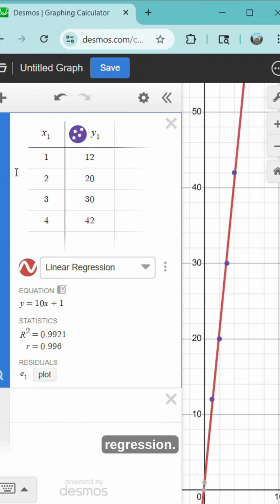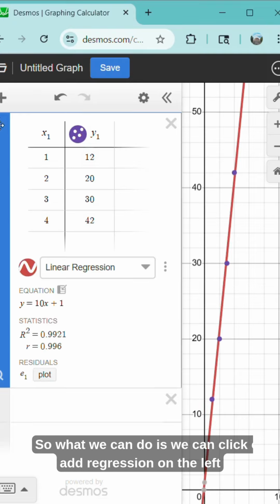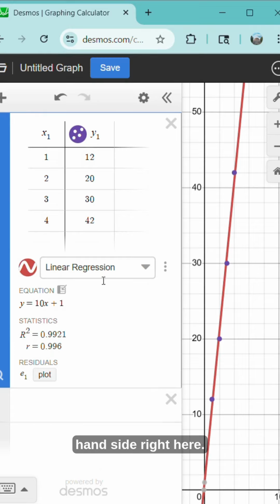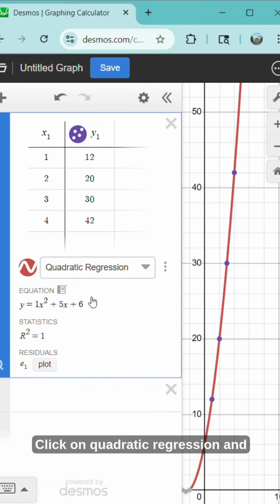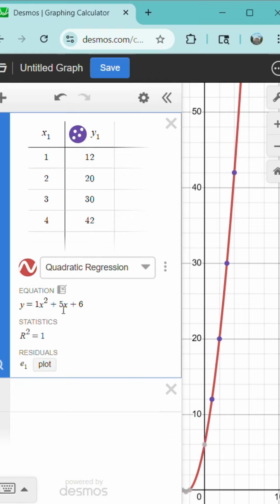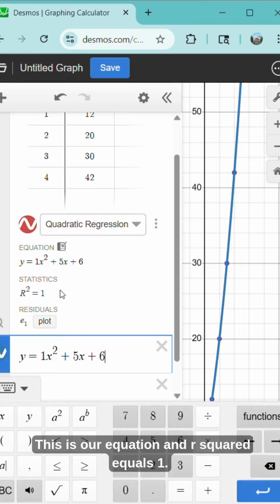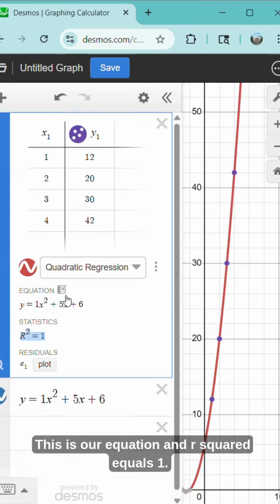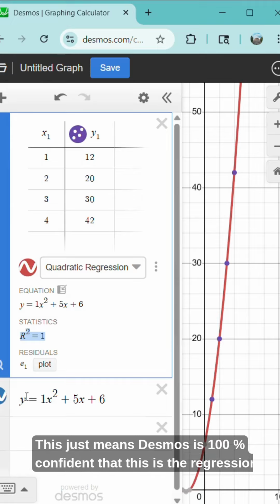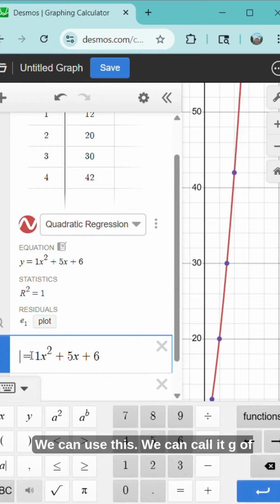We just need to calculate a regression. So what we can do is click on add regression on the left hand side right here. Click on quadratic regression, and we get our equation. This is our equation, and r squared equals 1. This just means Desmos is 100% confident that this is the regression.